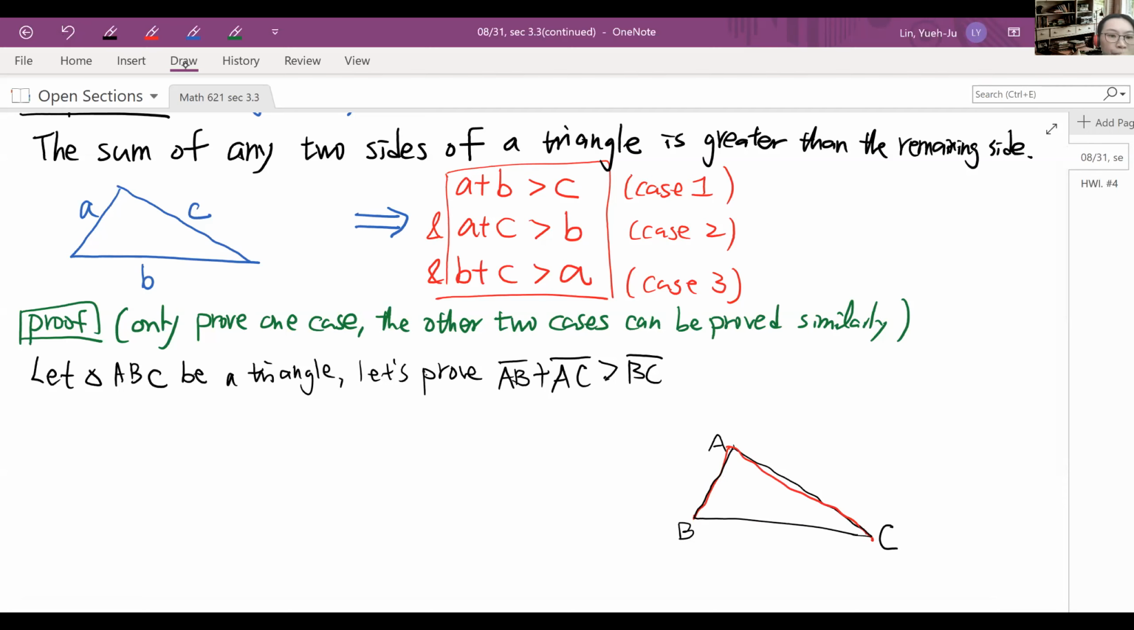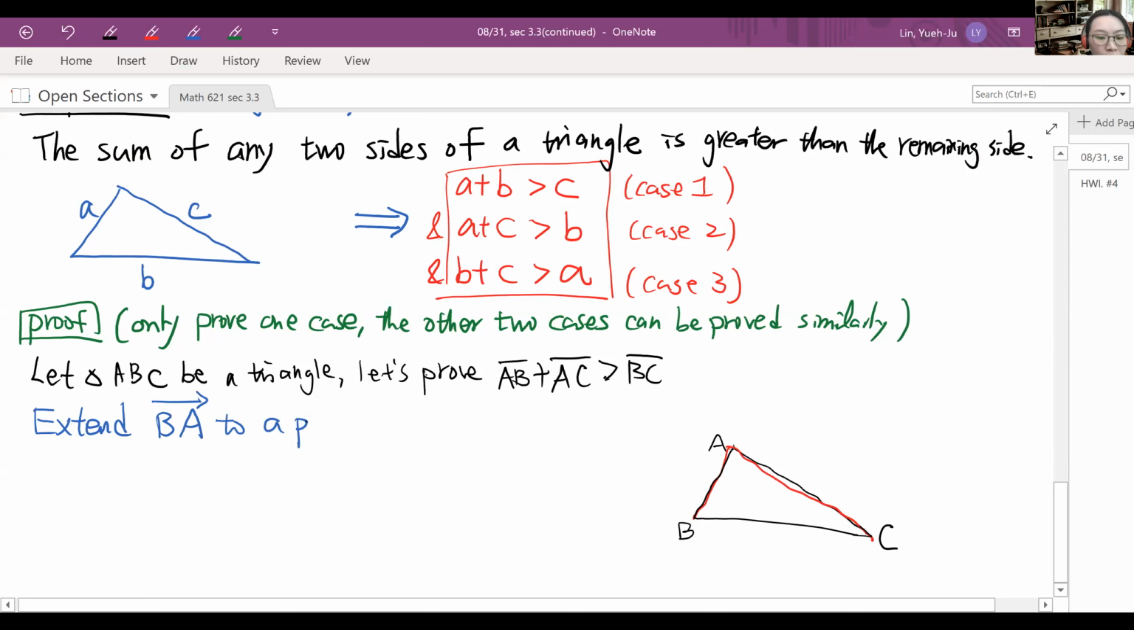So the first step, I'm going to extend the segment BA to a point D such that DA is equal to CA. Okay, so what does that mean? It means I'm going to extend BA long enough that it reaches the point D such that DA is the same as AC. So this is doable, right?